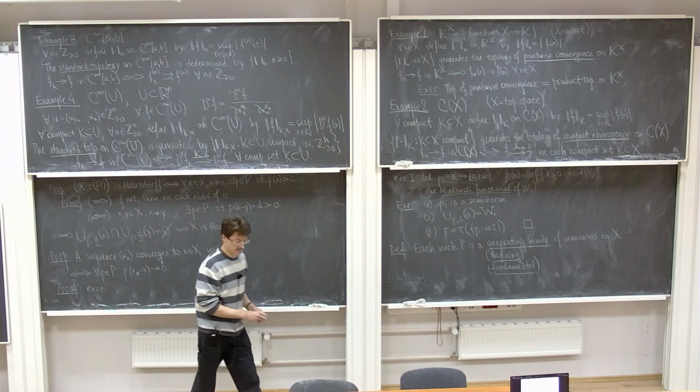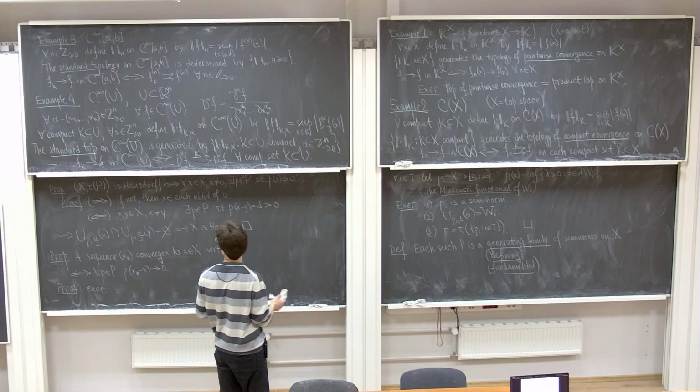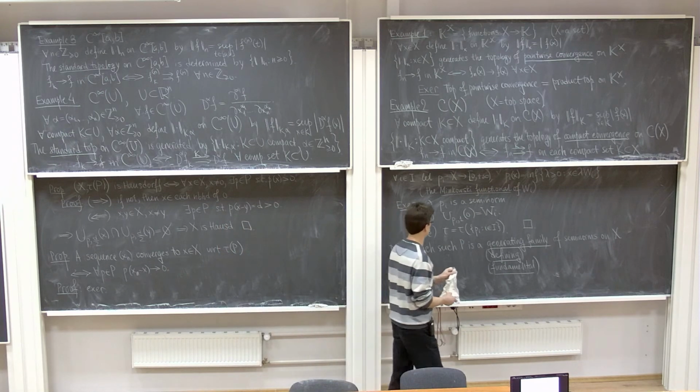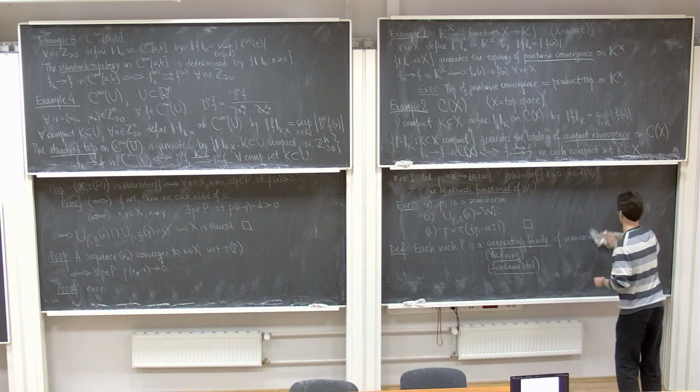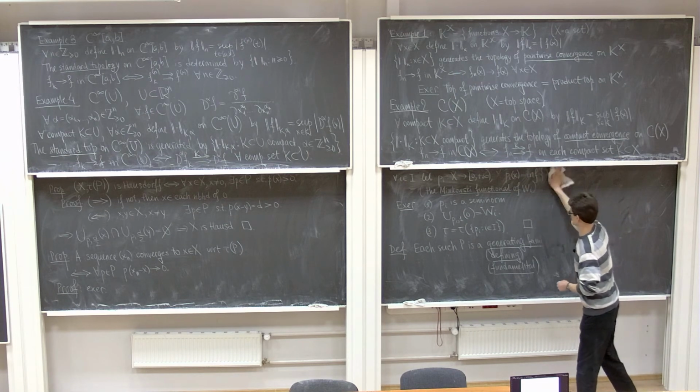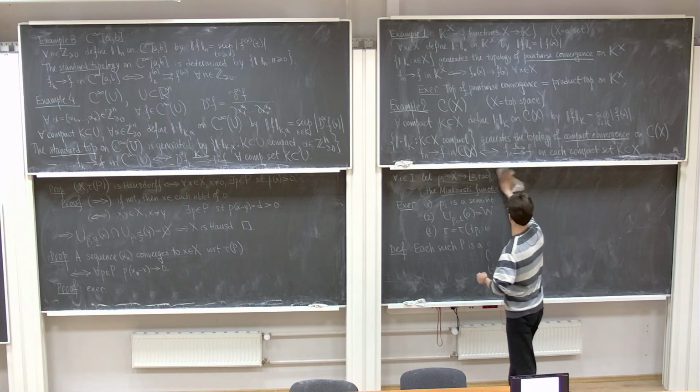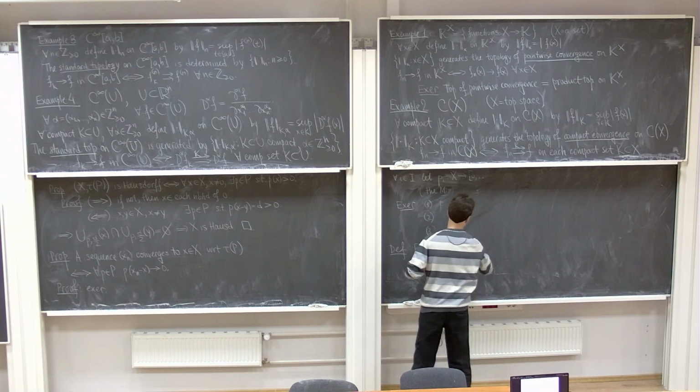A good exercise is to generalize examples 3 and 4 to an arbitrary smooth manifold, and to define a canonical topology on the space of smooth functions on a manifold.